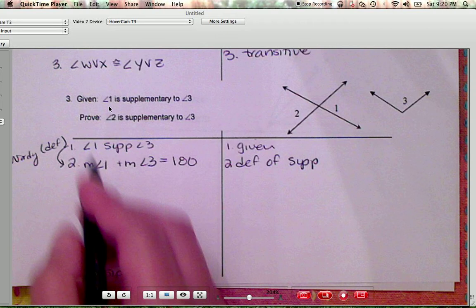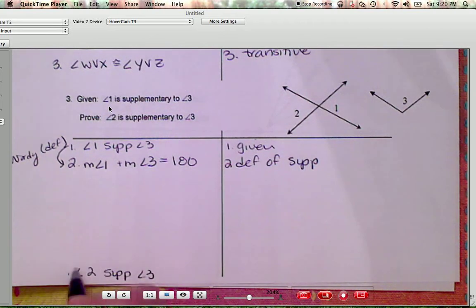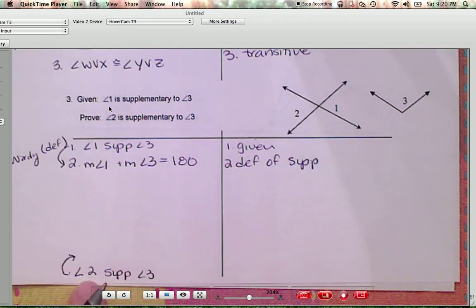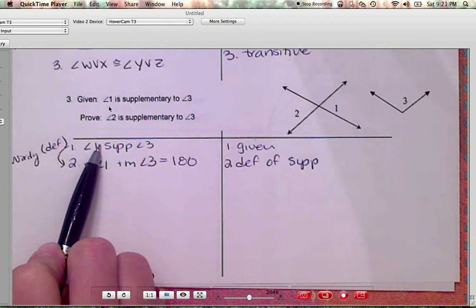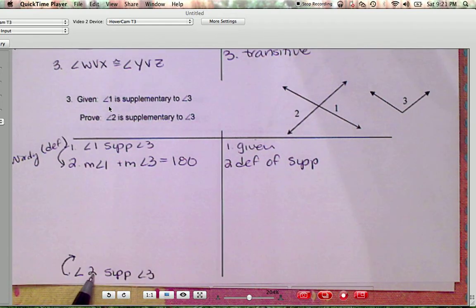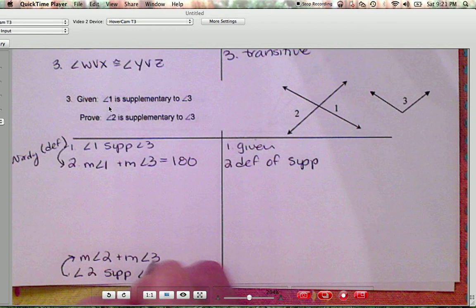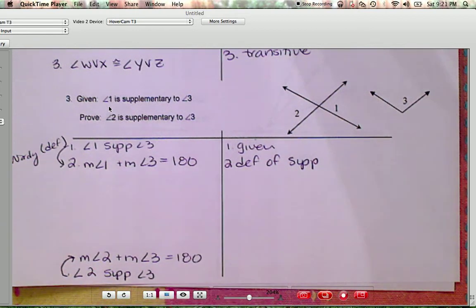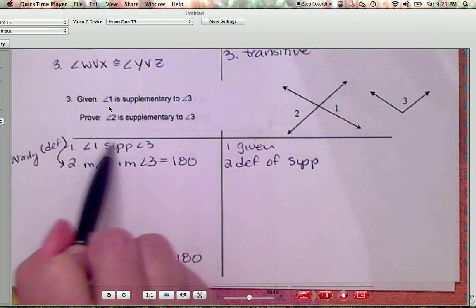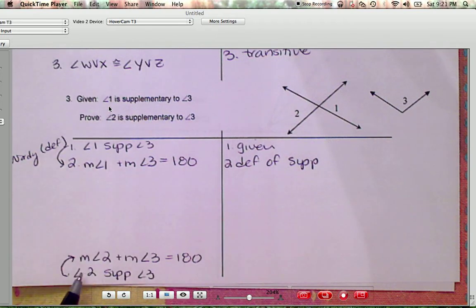All right, now we don't know how many steps this is, but we can undo this one exactly the way we undid this wordy statement. So if we're trying to prove that angle 2 is supplementary to angle 3, we can first find a way to prove that the measure of angle 2 plus the measure of angle 3 equals 180. So those linkings will always be together. If it says they're supplementary, they add up to 180. If we're trying to prove they're supplementary, then we can work backwards and say that they add up to 180.